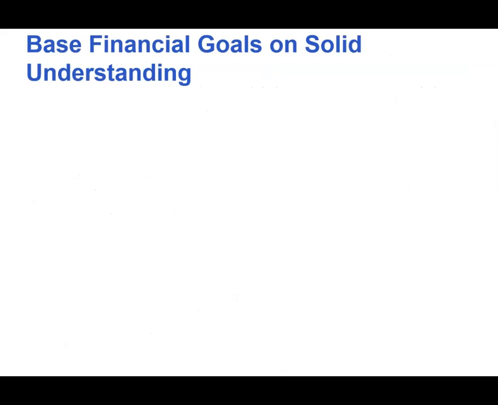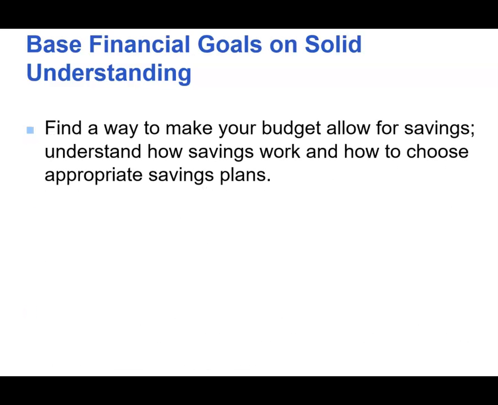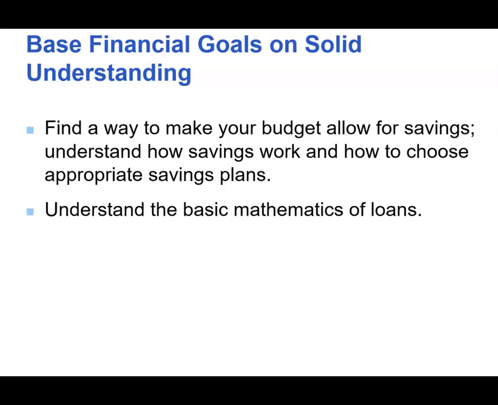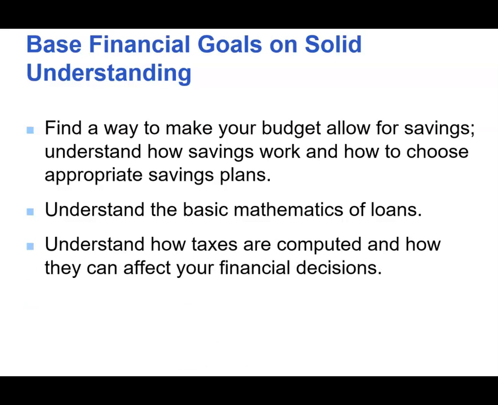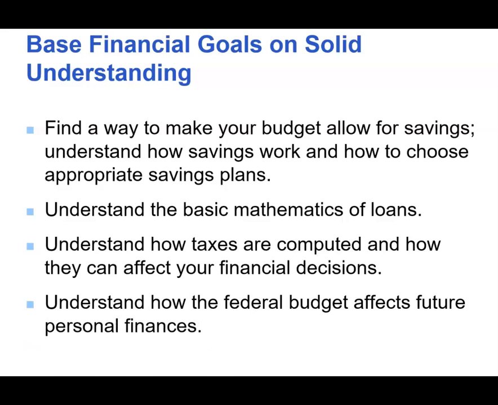Base financial goals on solid understanding. You want to find a way to make your budget allow for savings. Understand how savings work and how to choose appropriate savings plans. You want to understand the basic mathematics of loans and understand how taxes are computed and how they can affect your financial decisions. Understand how the federal budget affects future personal finances. All of these things are going to be some things that we're going to talk about in Chapter 4, and hopefully you'll be able to wrap your mind around making some great financial decisions.